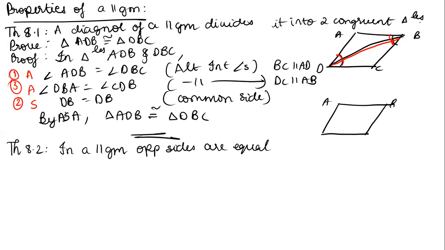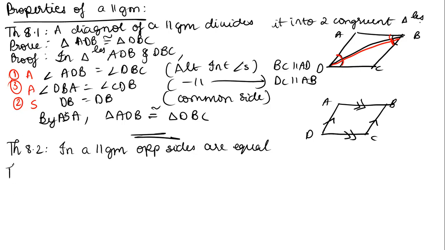A, B, C, D. Okay, in this opposite sides are equal, meaning this side is equal to this side and this side is equal to this side. Clear? So in a parallelogram, opposite sides are equal. There's no proof for this theorem, just a statement in this.